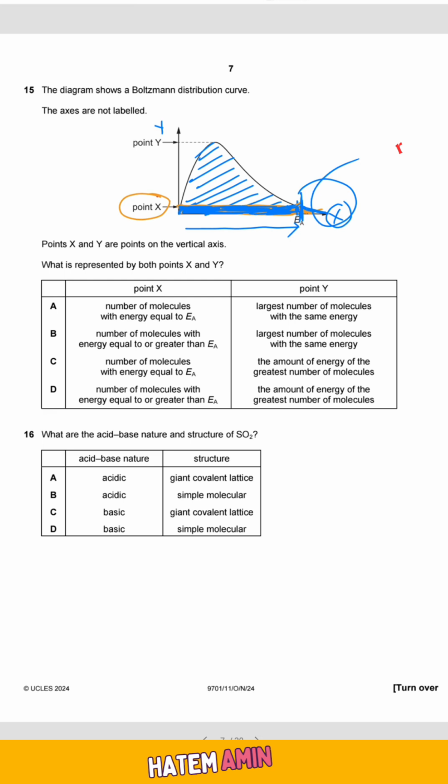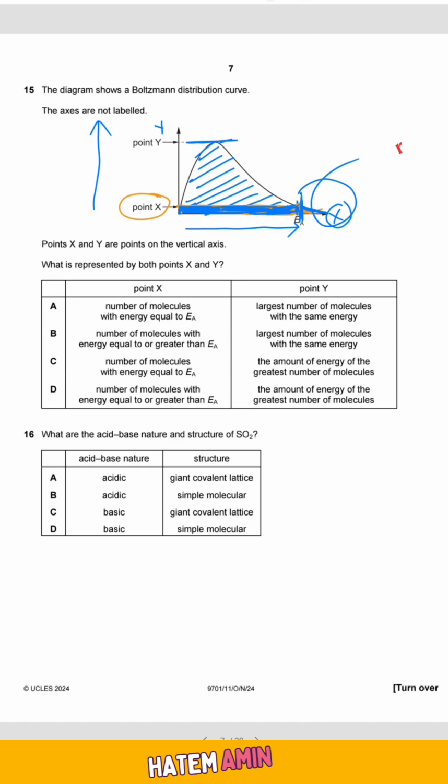What about point Y? Point Y here, we are talking about the number of particles. And Y, as we see, is the peak of the curve. So point Y is the largest number of molecules, because here this is not the amount of energy, but the number of molecules. So this is the largest number of molecules with the same energy.